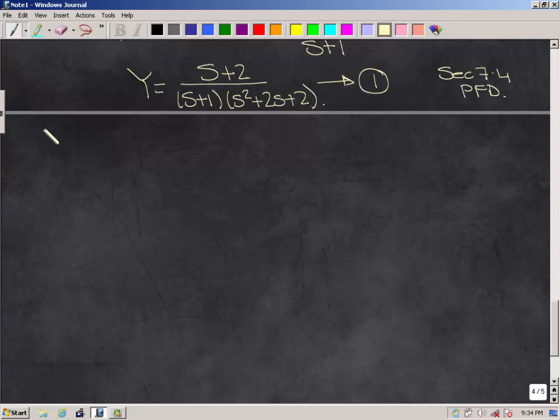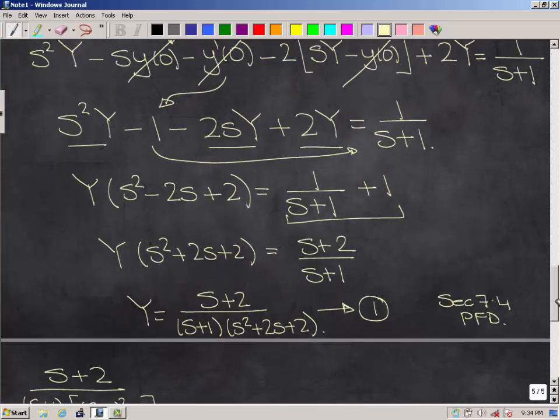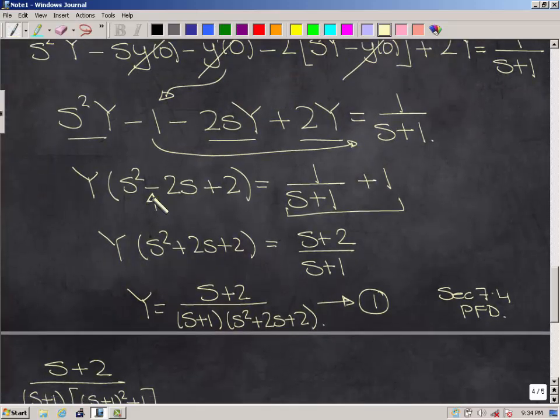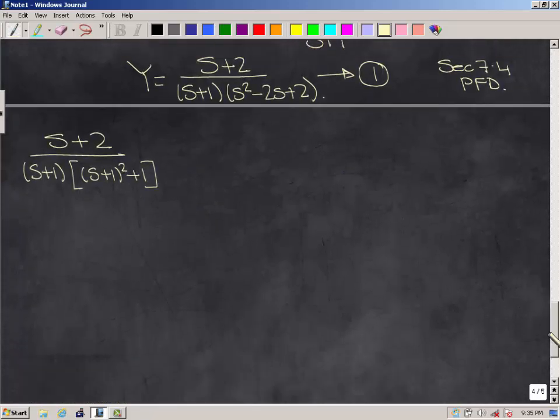Alright, so if you think about it, what do we have? We have s plus 2 divided by s plus 1 times. Now this cannot be factored, so you'll have to do completing the squares. So we get s minus 1 squared plus 1 is what you're going to end up with. Oops, did I miss a minus sign somewhere? Yep, this was a minus here, so let's change that. That becomes a minus. This becomes a minus. Okay, how does this break up?